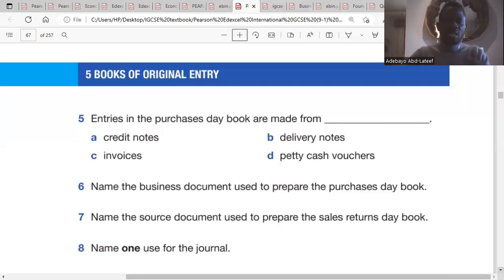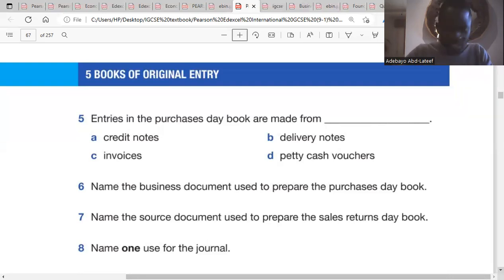Do you get that? Then for petty cash voucher, we use petty cash voucher to disburse little cash or small amounts of money in the business. Those amounts of money may be for expenses on stationery, expenses on transportation. These ones you don't have to go to the bank to get them. That's why we open petty cash voucher. So that's not it. Then the answer is invoices.